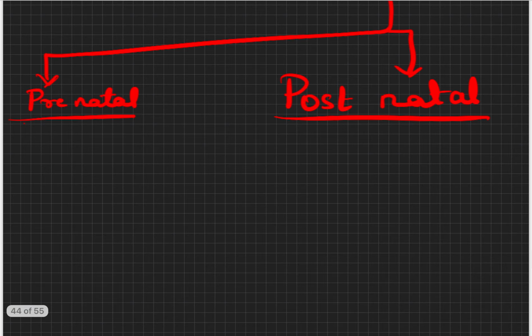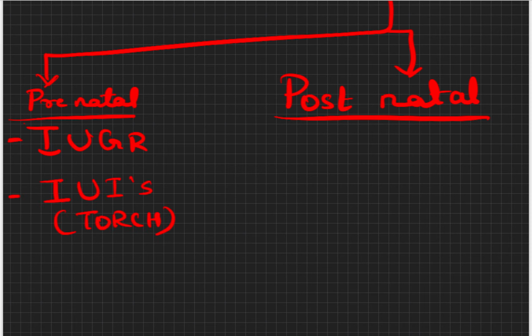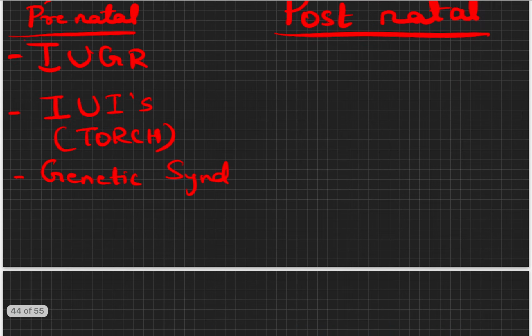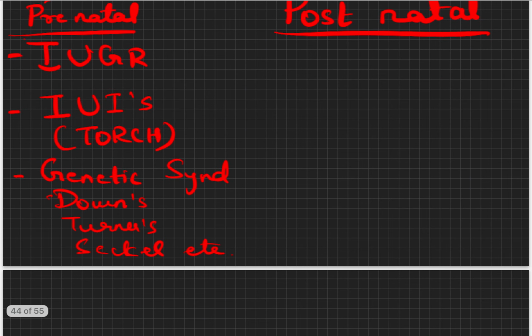In prenatal cause, we divide it into IUGR, intrauterine growth restriction, that is small for gestational age, IUIs, intrauterine infections like TORCH, and genetic syndromes like Down's, Turner's, and Silver-Russell. And postnatal cause, one of the most common causes is chronic malnutrition. Low height for age is suggestive of chronic malnutrition and it causes stunting or short stature.